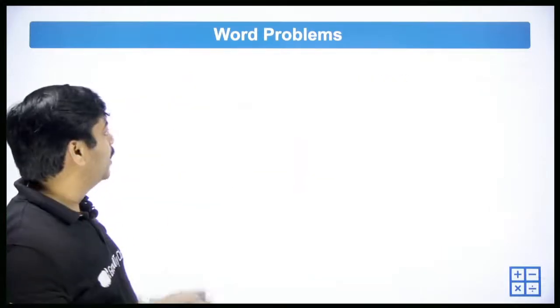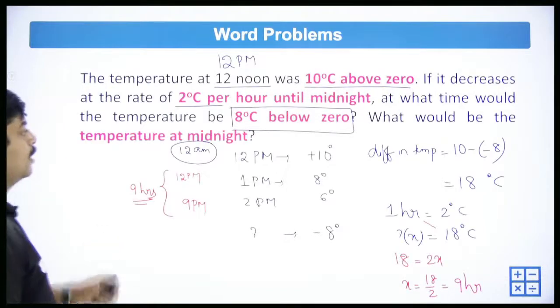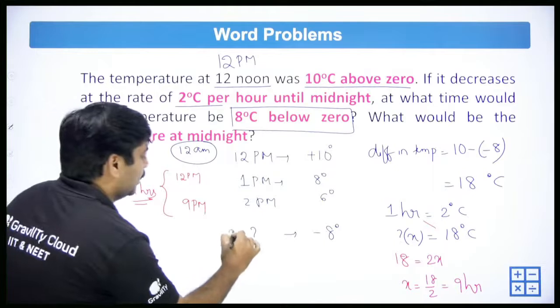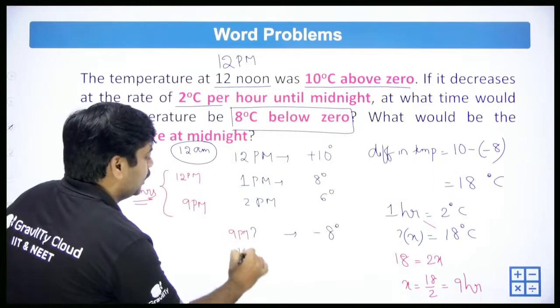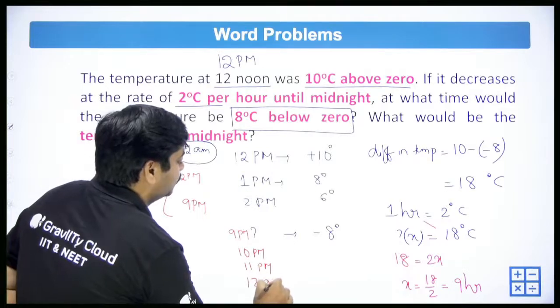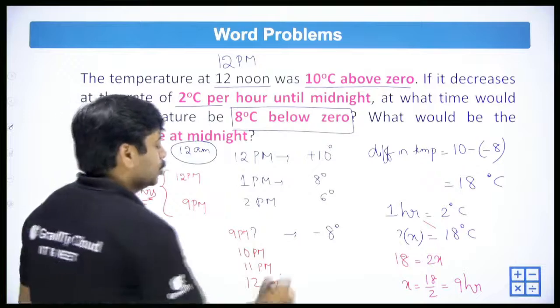Midnight means at 12 a.m. Let me see that right once again. Okay, so let me tell one thing here. At 9 p.m. you're having minus 8. So 10 p.m., 11 p.m., and 12 a.m. So it is minus 8.